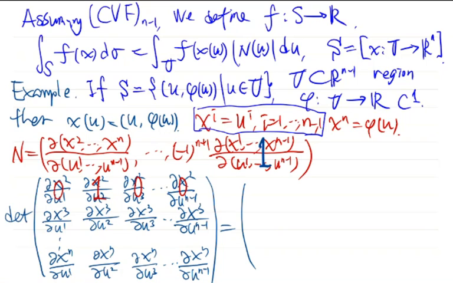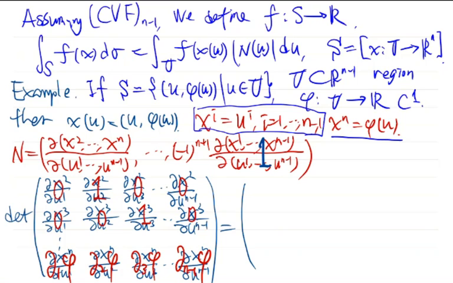Then x3 to u1 is 0. x3 to u2 is also 0. x3 to u3 is 1 again, and the others are all 0. Finally, xn is phi of u. Therefore, xn to u1 is the first derivative of phi, xn to u2 is the second derivative of phi, and xn to u3 is the third.